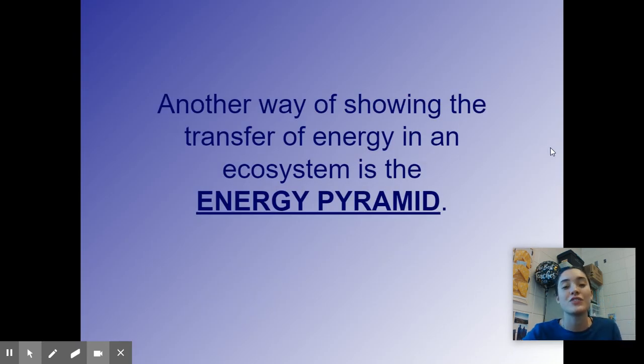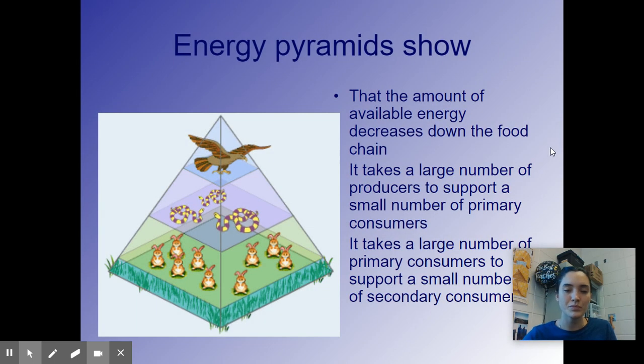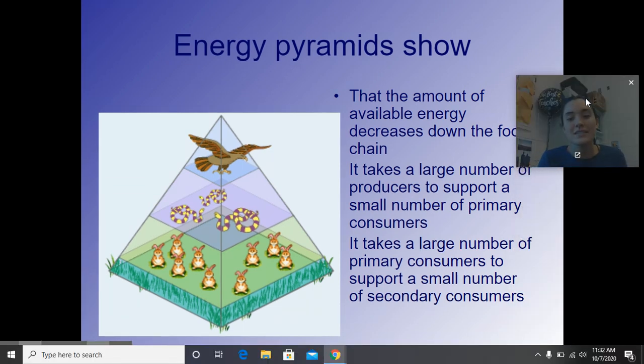Another way of showing the transfer of energy in an ecosystem is the energy pyramid. And this is one thing we've not talked about. We've talked about food webs, food chains, but now we're going to talk about energy pyramids. So an energy pyramid shows that the amount of available energy decreases down the food chain. It takes a large number of producers to support a small number of primary consumers. So it takes a large number of primary consumers to support a small number of secondary consumers.